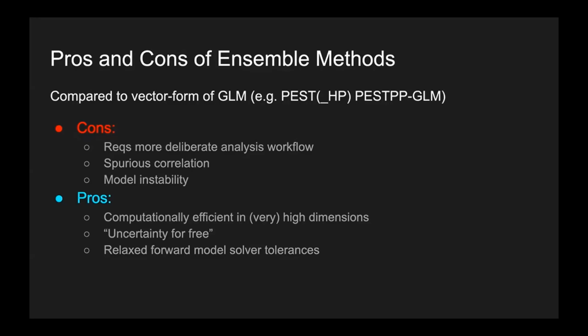But if you can see past those negatives, there's some pretty big positives. One of those, the most obvious one, is the computational efficiency you get from ensemble methods. You also get uncertainty for free, just as a byproduct of using the methods, and because we require less precision in the gradient estimation process, we can relax some of the forward run solver tolerances to gain back some of that computational efficiency.